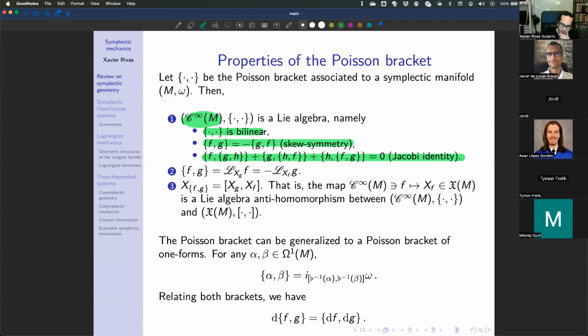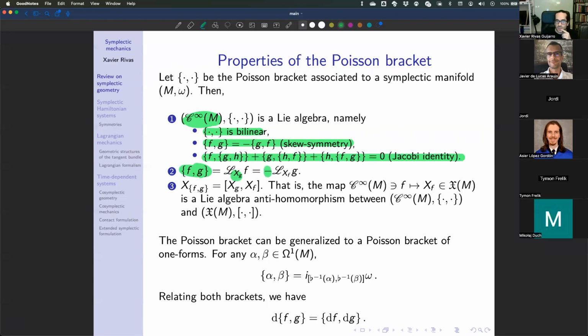Also, we have that the Poisson bracket of two functions is just the Hamiltonian vector field of one of the functions acting on the other. Be aware of the sign. There's a sign here, depending on which one you take first. This is because of the skew symmetry.